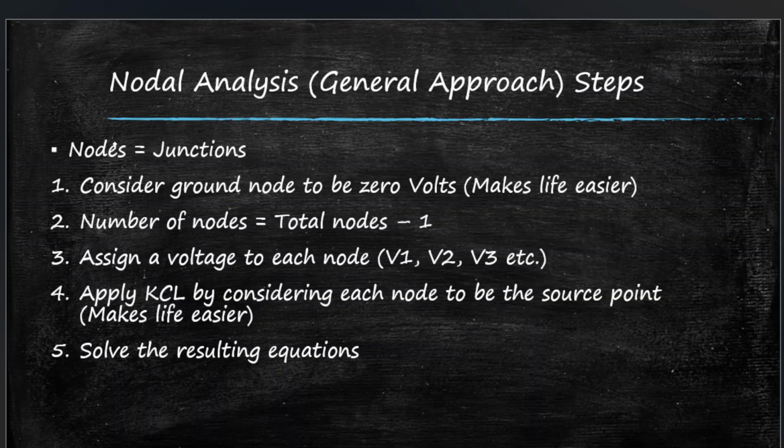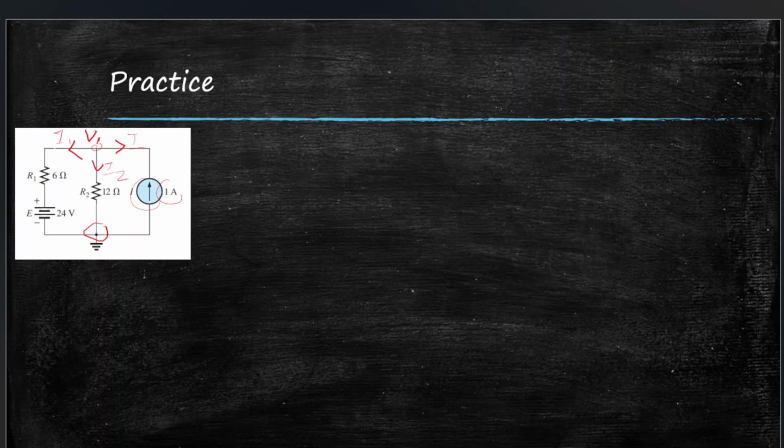And remember, nodes means junctions. Nodes and junctions, they're the same thing. Basically, any point where more than two branches meet is a node or a junction. Now, step one is to consider the ground node to be 0 volts. And this is not compulsory, this just makes life easier.